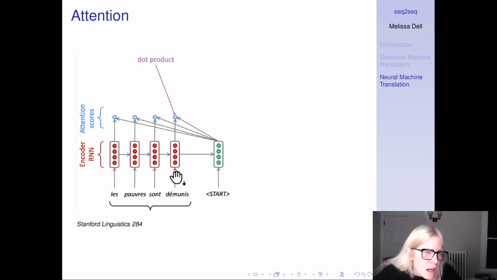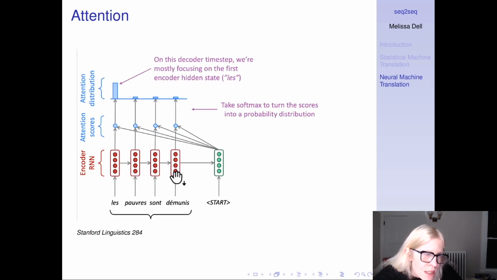Okay, so we're taking a dot product between the vectors, and we do that with each of the hidden states of the encoder, and that's going to give us an attention score for each of the encoder states. And then we're going to compute an attention distribution, which we can do just by taking the softmax to turn the scores into a probability distribution. And you can see in this particular time step, we're mostly focusing on the first encoder hidden state, which would make sense in the context of neural translation, right?